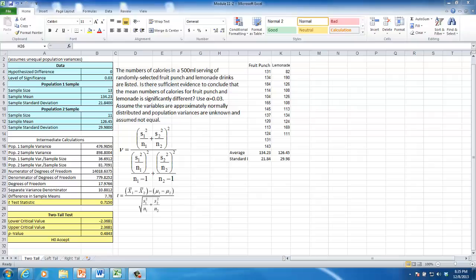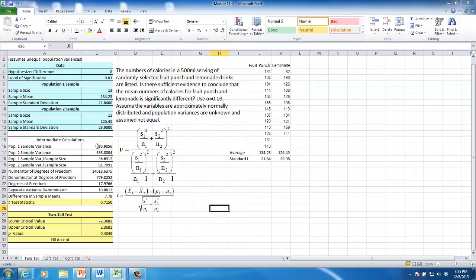So we're going to use the same data for fruit punch and lemonade. That means our average and standard deviation are not going to change, so we are not going to change anything on the green part. But the critical value for the t-test and the t-test statistic will change according to these new formulas. In order to find the degrees of freedom, we're going to use this formula.